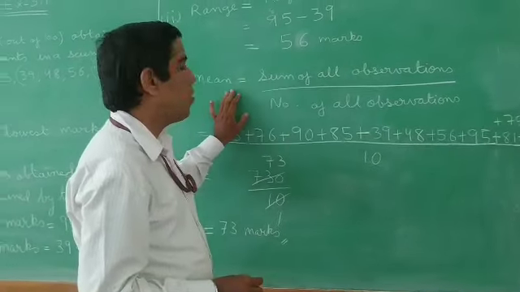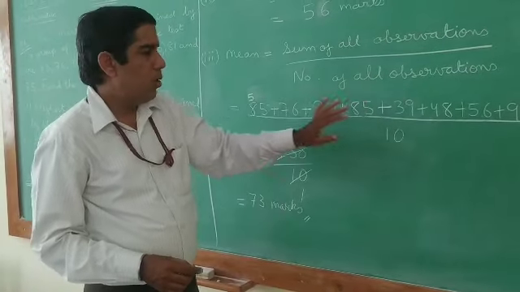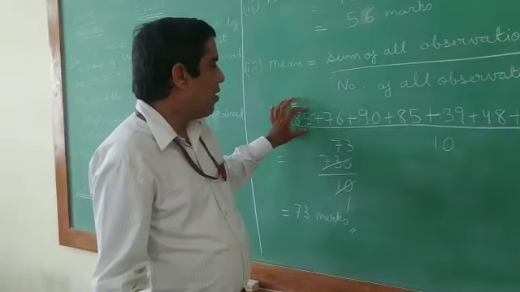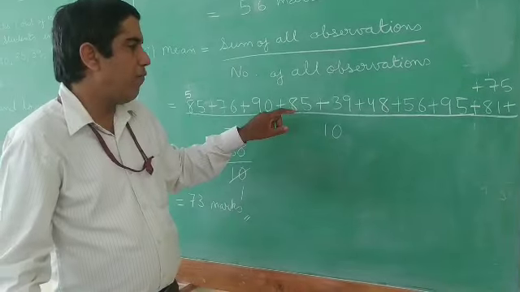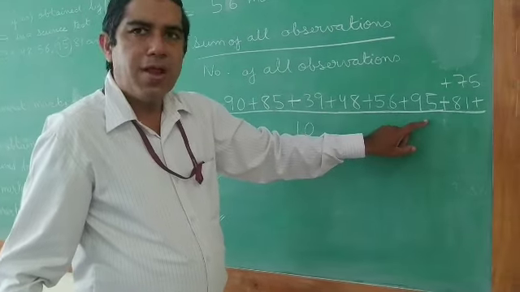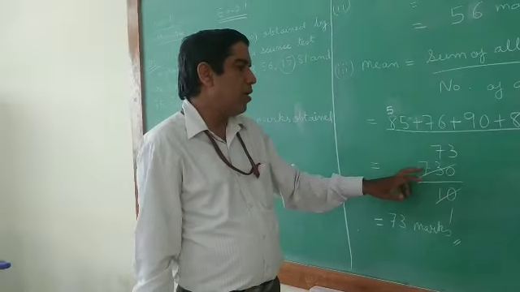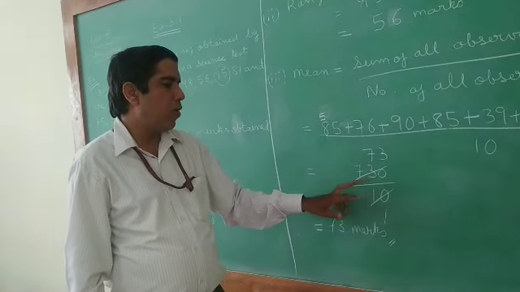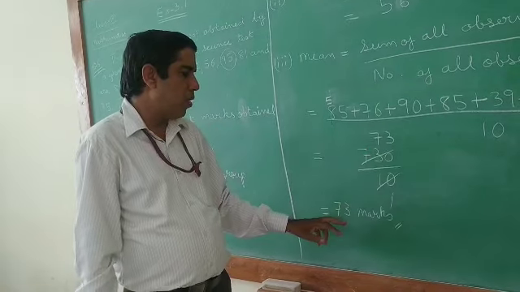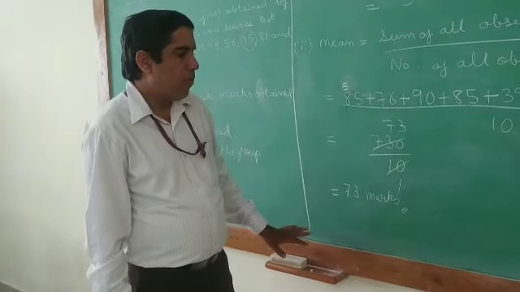Now mean is equal to sum of all observations upon number of all observations. I wrote all the observations here, all the data here. It is 85 plus 76 plus 90 plus 85 plus 39 plus 48 plus 56 plus 95 plus 81 plus 75. Now you can see the answer came here 730, 730 upon 10. Then I cancelled here, 10 ones are 10 and 73. So 73 marks is the mean. Right here. This question completes here.